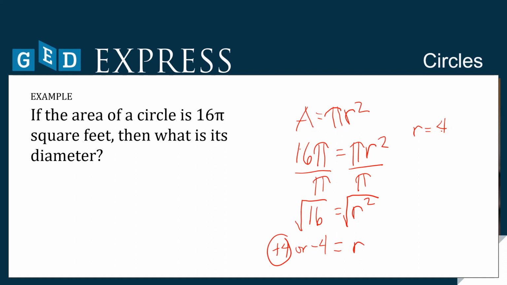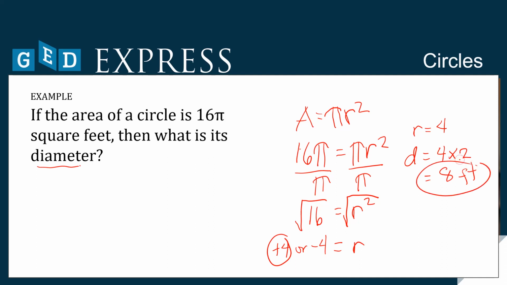Is this the final answer? No. We are looking for the diameter. Since we're looking for the diameter, and the relationship between radius and diameter is that radius is half of the diameter, we will be multiplying the radius by 2. So the diameter is 8 feet.